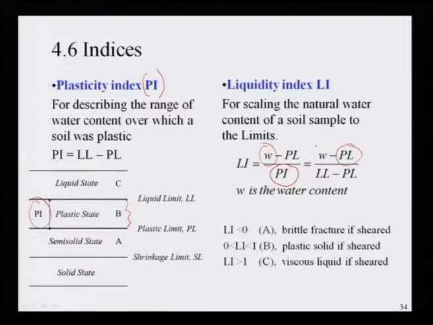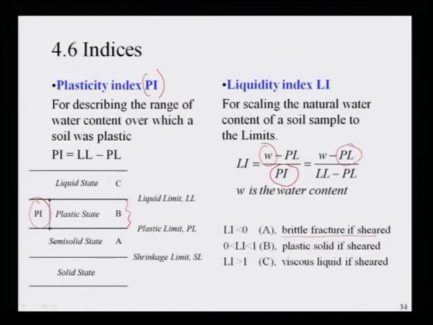If liquidity index is less than 0, it is termed a brittle fracture. If a soil has liquidity index less than 0 and you shear it, you will get a brittle fracture failure. If liquidity index is between 0 and 1, then if we shear it, we get a plastic solid state. If liquidity index is greater than 1, then it is a viscous liquid.